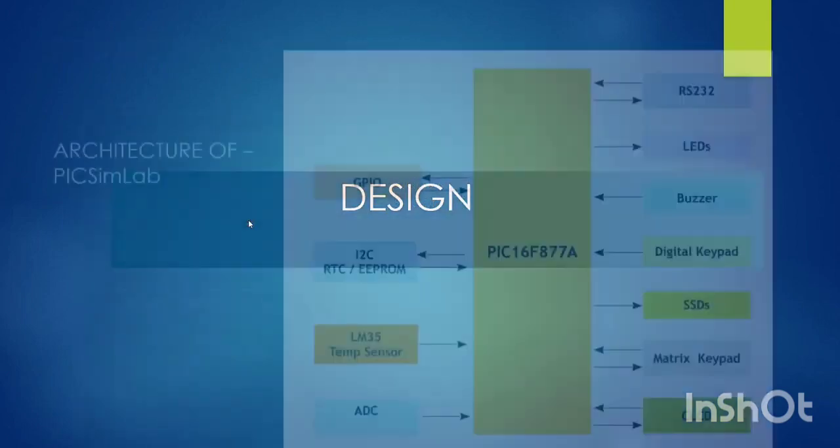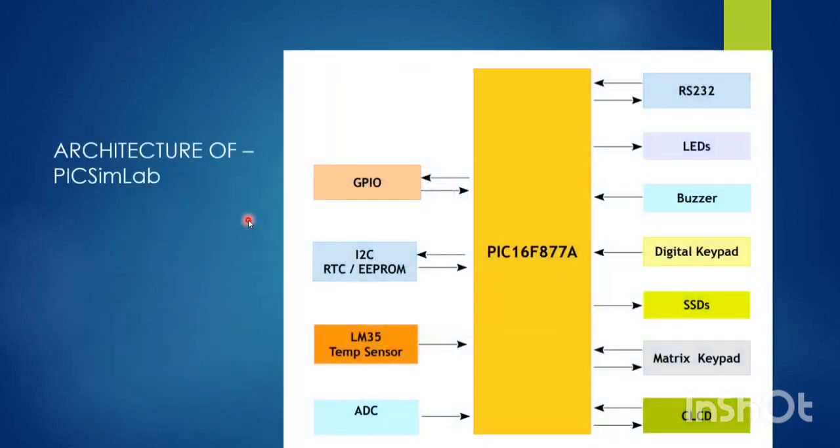Then about the design part, the architecture of PixSimLab. This is the basic architecture of the PixSimLab. We have digital keypad, matrix keypad, CLCD, buzzer, and LED, and we are focusing on the matrix keypad, CLCD, buzzer and LED in this project because we have to implement the microwave oven.